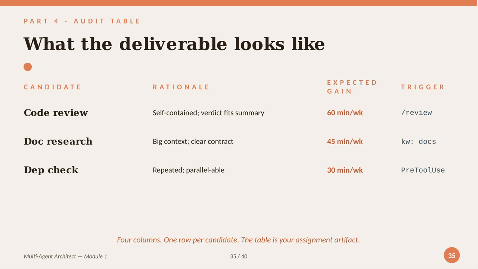Trigger. The dispatch mechanism. /review. Keyword docs. Pre-tool use hook. Specific and unambiguous. You should be able to test the trigger after you build the agent. 4 columns, 1 row per candidate, 5 rows total. That's the assignment artifact. The table is what you submit. The discipline of formatting it forces clarity on every dimension that matters.